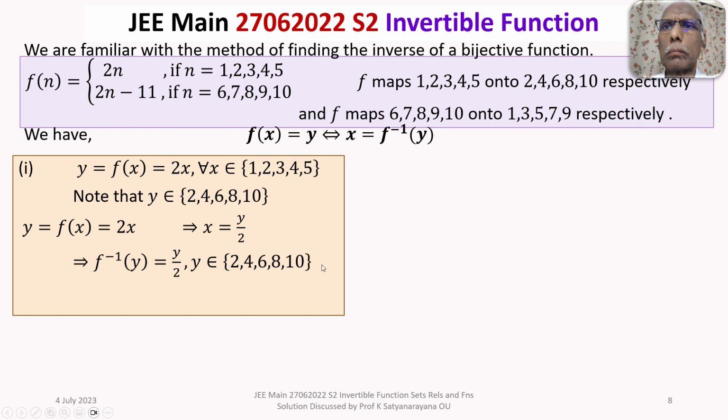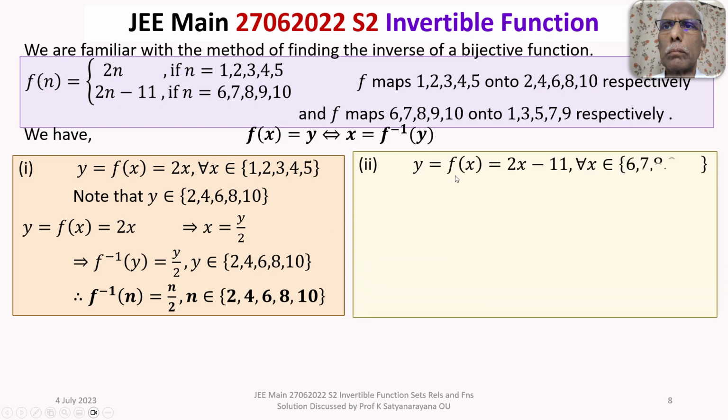So what's the action of f inverse? F inverse of n is n by 2, n belongs to {2, 4, 6, 8, 10}. Okay, we got it. The next one. So y is equal to f of x is equal to 2x minus 11 when x belongs to the set {6, 7, 8, 9, 10}. Note that x belongs to {6, 7, 8, 9, 10}, then 2x minus 11, that is y, belongs to {1, 3, 5, 7, 9}.